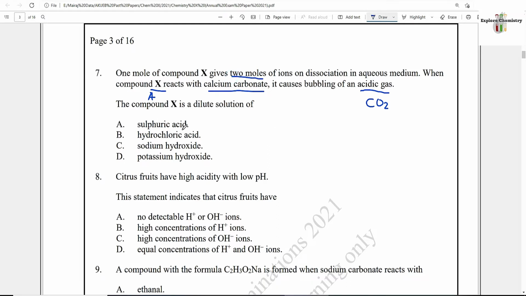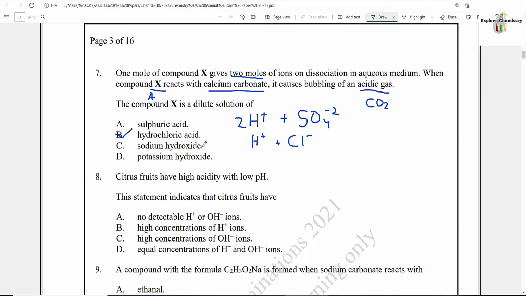If sulfuric acid ionizes, it will give 2 hydrogen ions and 1 sulfate ion. These are a total of 3 ions, 1 sulfate and 2 hydrogen ions. So this is not the correct answer. When hydrochloric acid breaks down, it will give 1 hydrogen ion and 1 chloride ion. These are a total of 2 ions. So this is the correct answer.